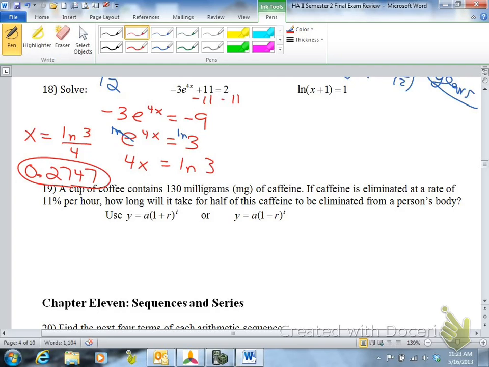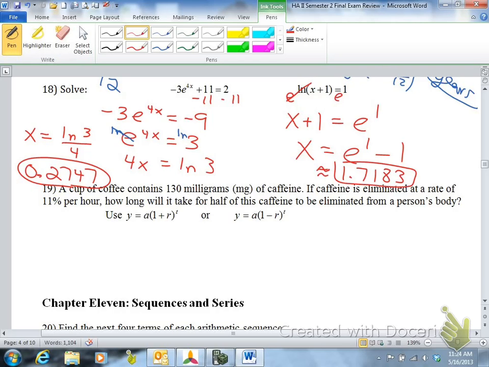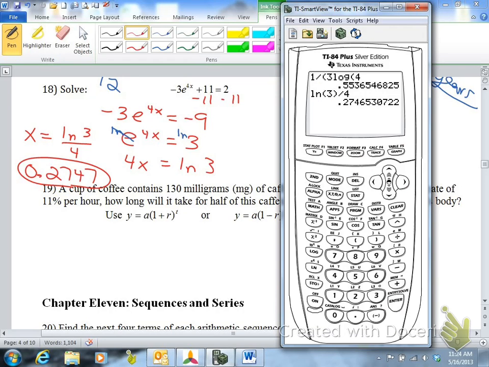Raise e to both sides, so both sides become exponents. ln and e cancel. You have x plus 1 equals e to the first. x equals e to the first minus 1, which is approximately 1.718. Just to remind you where the e button is, it's right here. It gives you the exponent, so it's a 1 and minus 1. You get that.